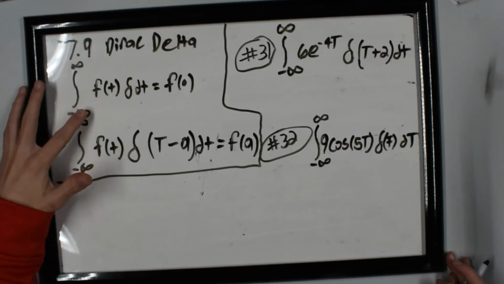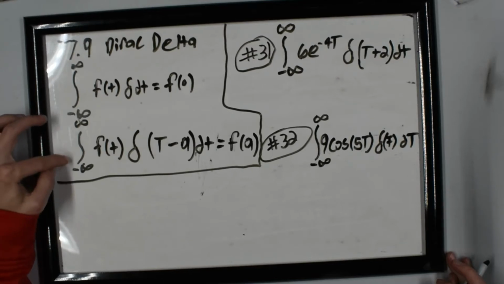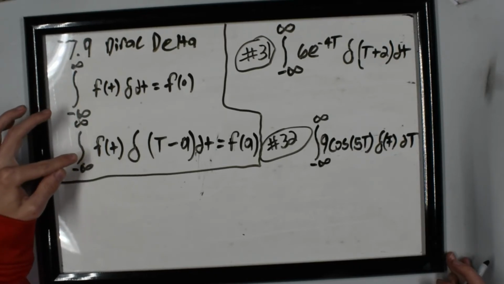Now the second form we'll be given is the integral from negative infinity to infinity f of t Dirac delta t minus a dt. And in that case we just need to plug in a.